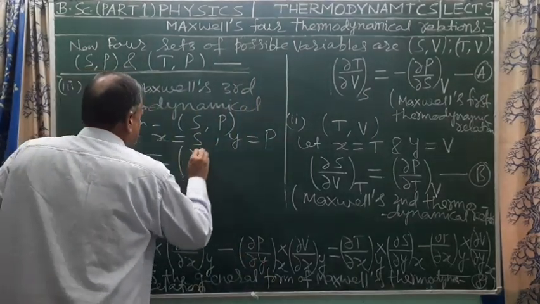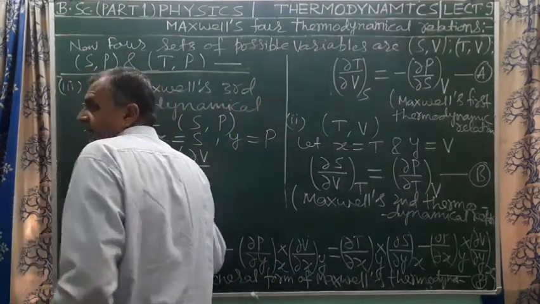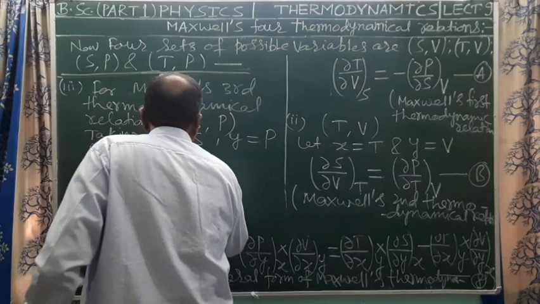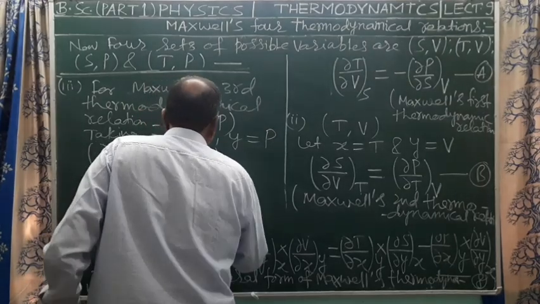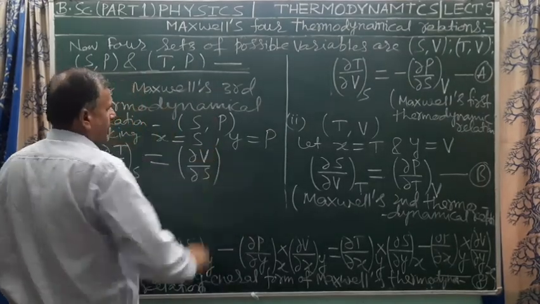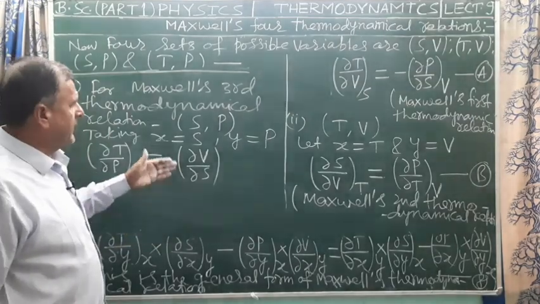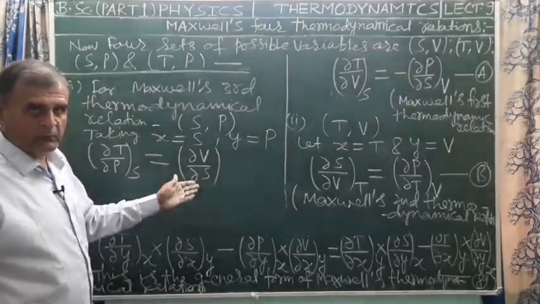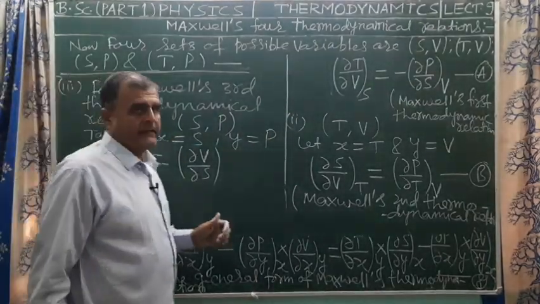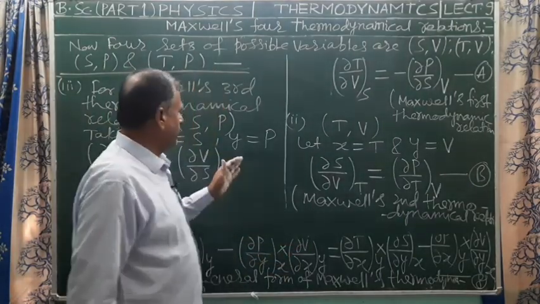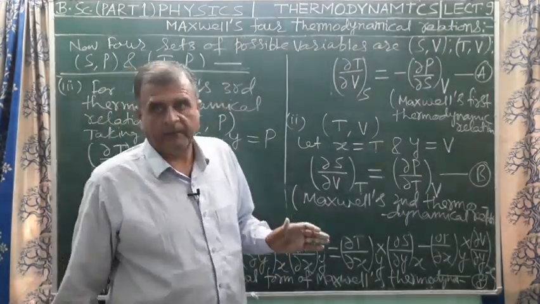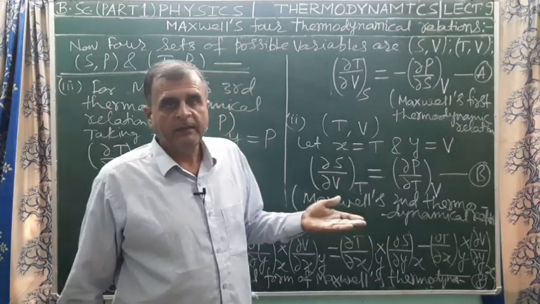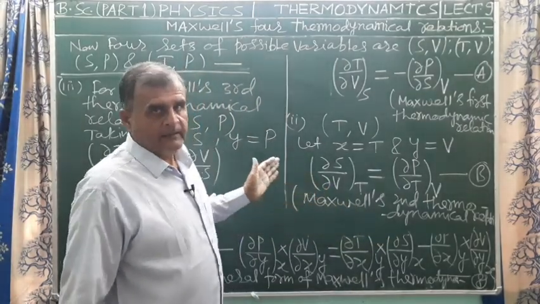The RHS is del V upon del S, that is the change of volume V with respect to entropy S, keeping pressure constant. So we have taken the other variable y equal to P.